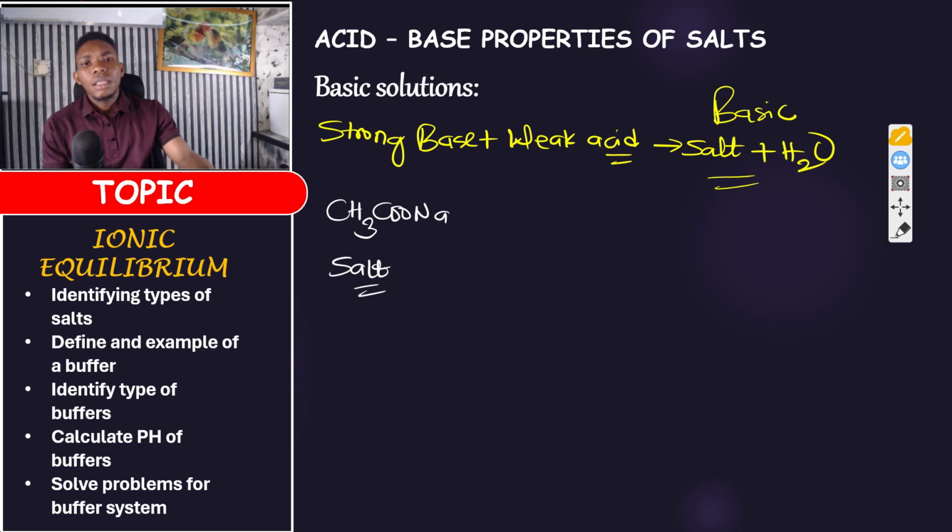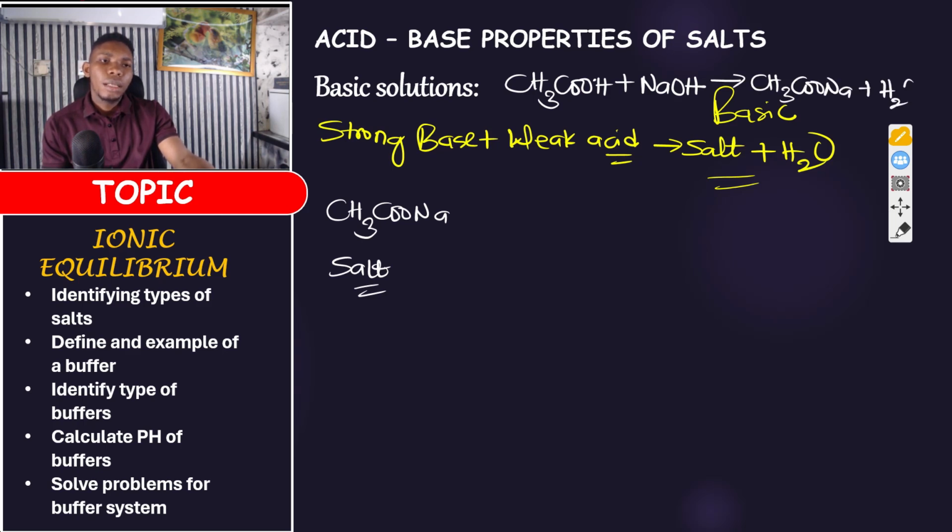Are you getting it? Now ethanoic acid is a weak acid. True or false? Plus sodium hydroxide is a strong base. So this is going to form sodium ethanoate plus water, H2O. These kinds of salt formed by these reactions are known as what? Basic salt. This is a weak acid. This is a strong base. It forms this salt, which when dissolved in water forms a basic solution.